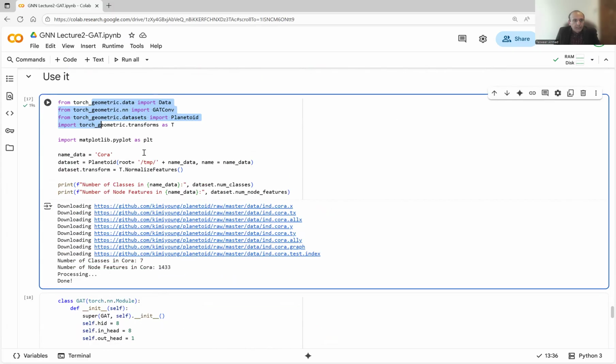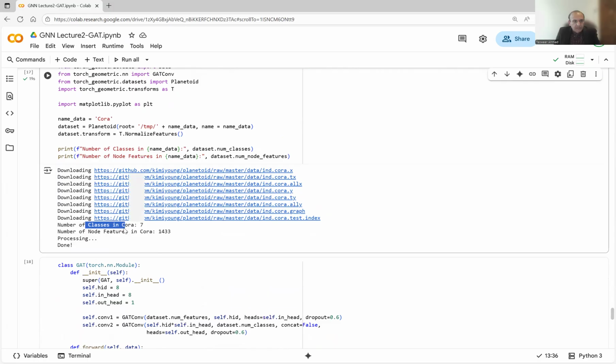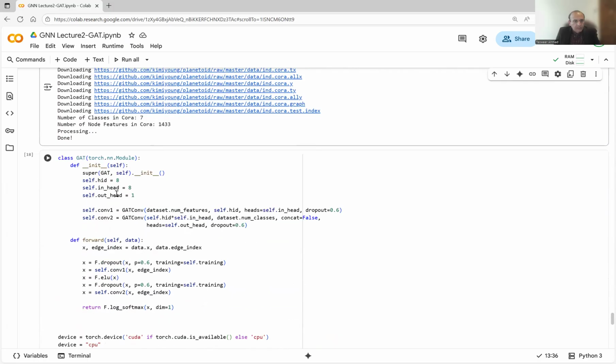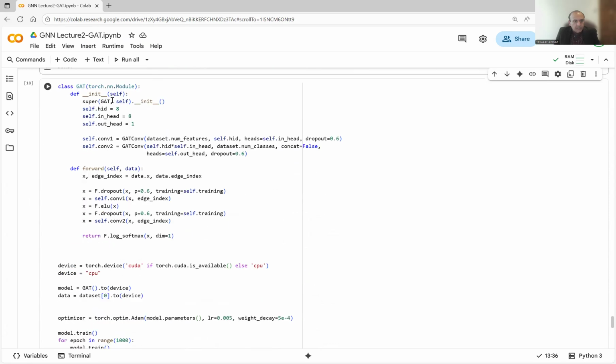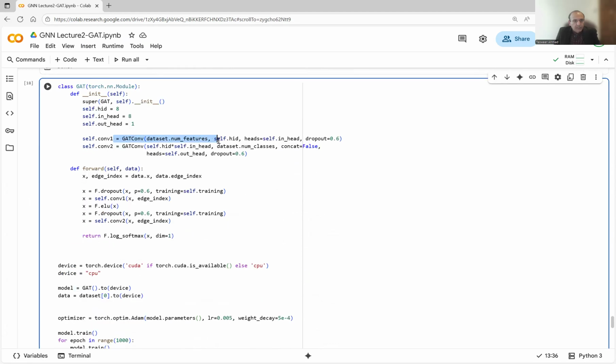For example, we apply this to the Cora dataset. We import the Cora dataset. We import these GAT attention layers, and this Cora dataset has 7 classes and 1433 node features. Then we use this GAT attention layer in layer 1 and layer 2. In layer 1 we have multi-head attention, and these multi-heads are concatenated, and the final multi-heads are not concatenated, although by default they are concatenated, but here they are averaged.